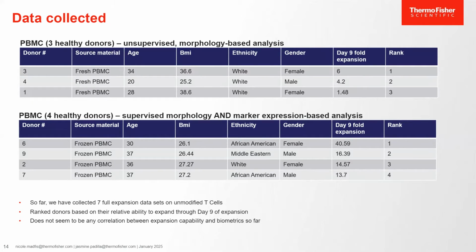We have so far collected 7 full expansion datasets on unmodified T cells and split them into 2 subgroups. One subgroup gets only morphology-based analysis, and another gets a morphology and marker-based analysis. For each subgroup, we rank the donors based on their relative ability to expand through day 9. For each donor, we also collected donor biometrics such as age, BMI, gender, and ethnicity so that we can keep an eye out for any correlations to any of these metrics as we build our model. However, thus far, there does not seem to be any correlation between expansion capability and these collected biometrics.